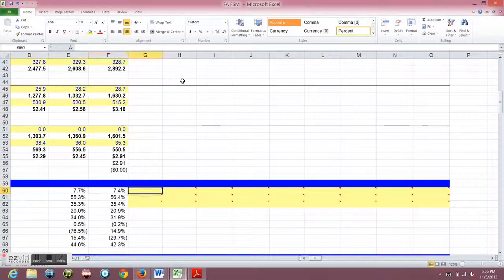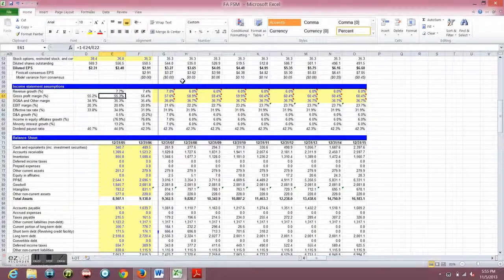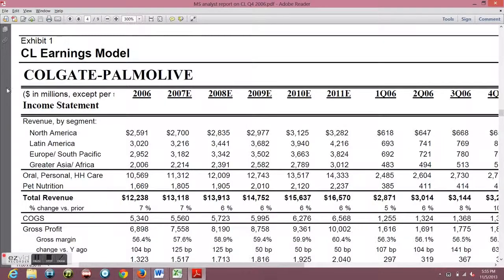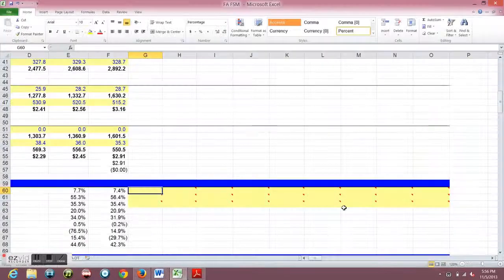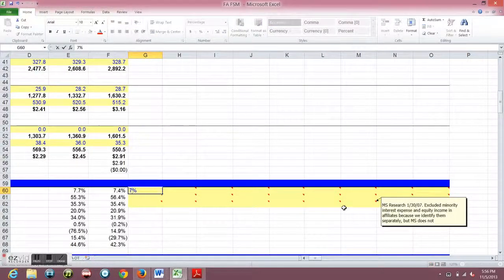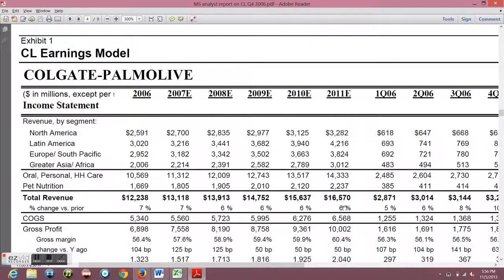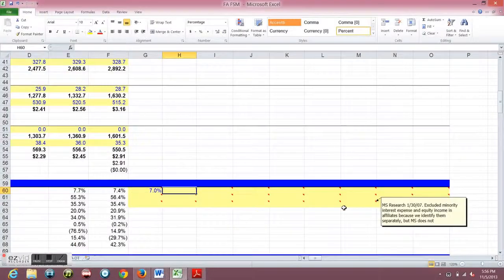So the first one we're going to look at is the revenue assumption. The first thing we're going to look at is our Morgan Stanley report, and you can see here that the change versus prior is 7%, 7%, 6. So we're going to use 7, 6, 6, 6, 6, and it stops at 2011. So this is what I'm going to do. My 2007 is going to be 7. Then after that it's going to be 6, 6, 6, 6, so four 6s.